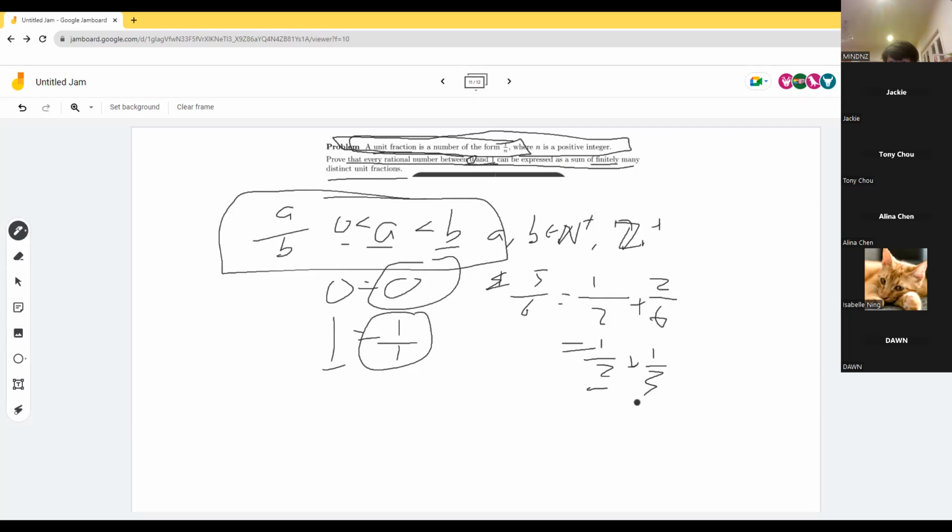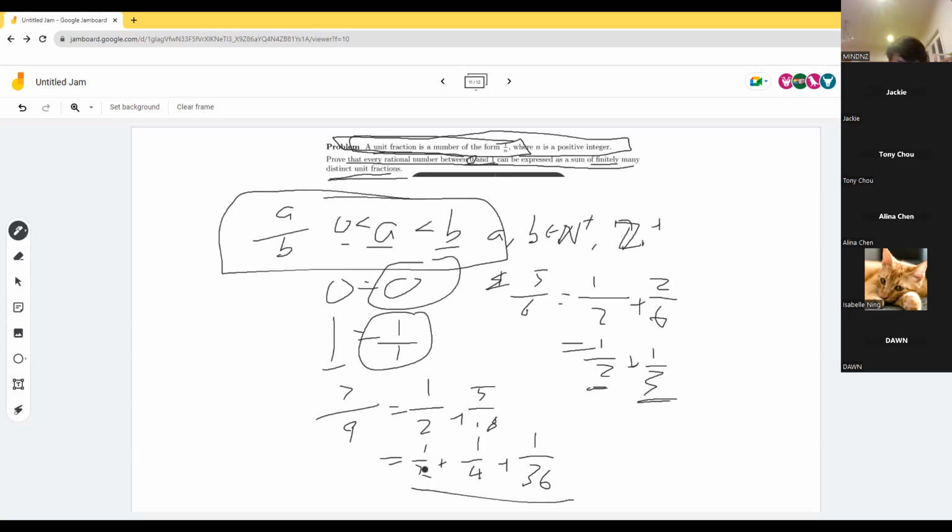So we're done already, right? We got 2 unit fractions. They also have to be distinct, which I didn't notice, but these are distinct, so that's fine. Let's consider another fraction, right? 7 over 9, that's equal to 1 over 2 plus 5 over 18, which is equal to 1 over 2 plus 1 over 4 plus 1 over 36.